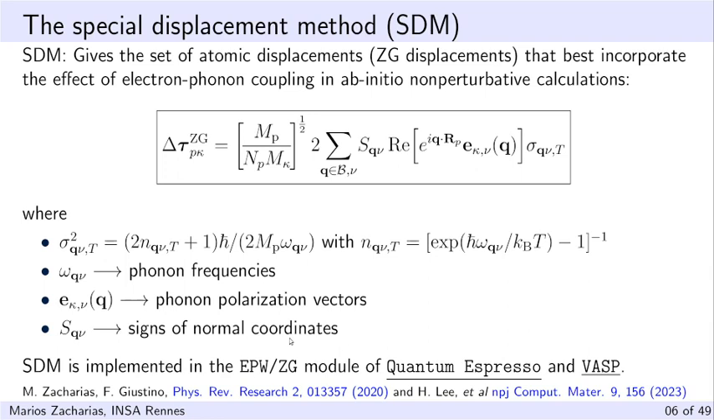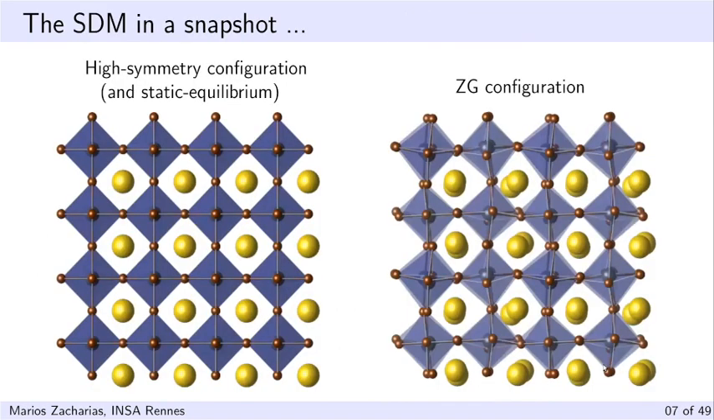The ZG.x code in the EPW module will just determine these signs in a way that the non-perturbative error is minimized. And this is implemented in Quantum ESPRESSO and VASP as well. So in a snapshot, in the special displacement method we start from the high-symmetry configuration with the atoms at static equilibrium. Here I use the example of the high-symmetry cesium lead bromide with all octahedra aligned. Then after we calculate the phonon frequencies and the phonon polarization vectors, we can generate a thermally displaced configuration in an optimized way so we can evaluate temperature-dependent properties.